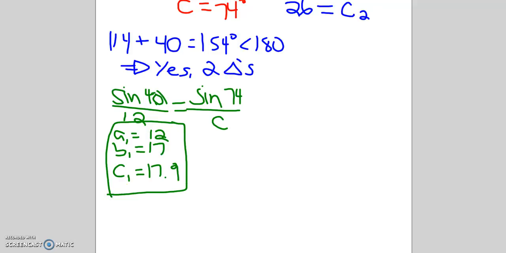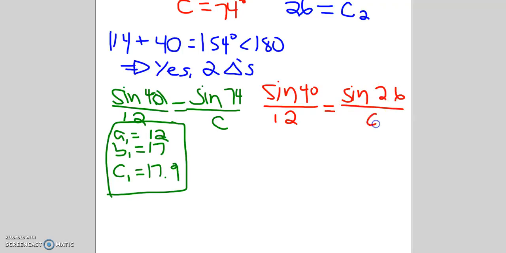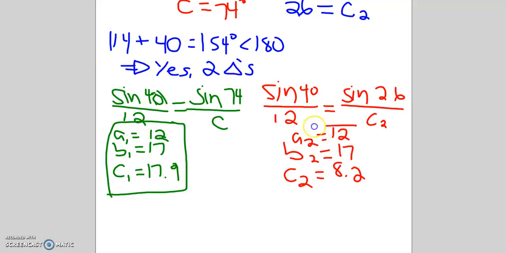And then we need to go back and find the sides for our second triangle. So that would be sine of 40, again, over 12 equals sine of 26. So this is our angle C for our second triangle, over C2. And once we solve that, we'll get C2 equaling 8.2. And then still B2 equals 17. And A2 equals 12 still. Okay, and those are the three sides of our two triangles.